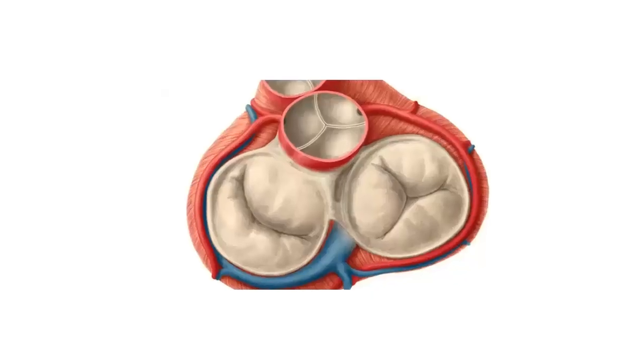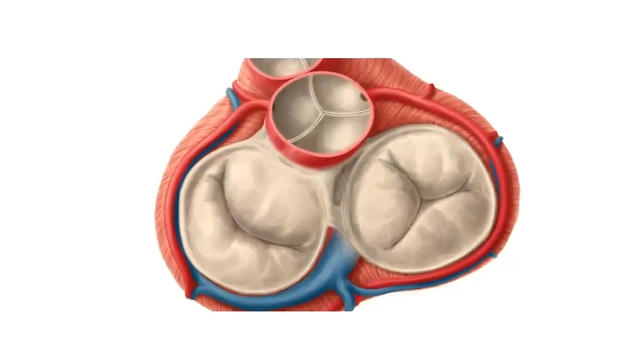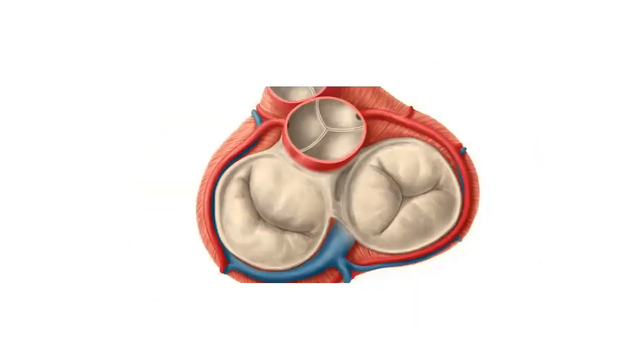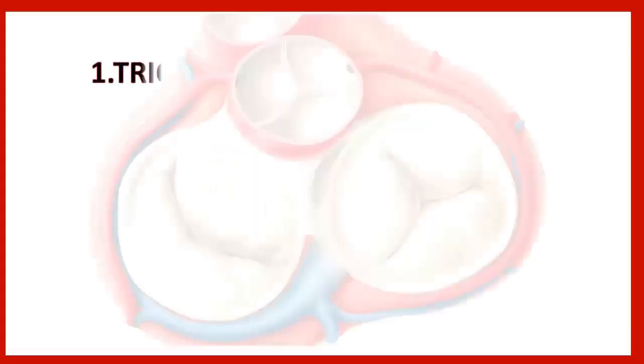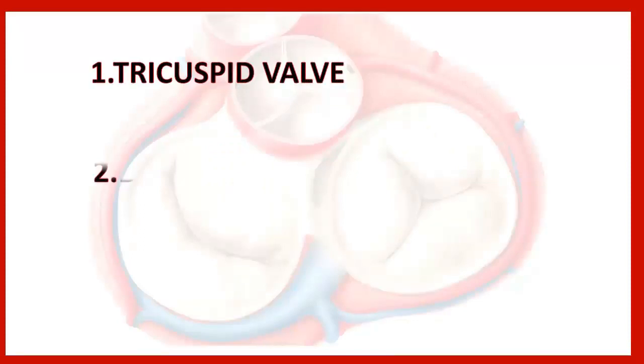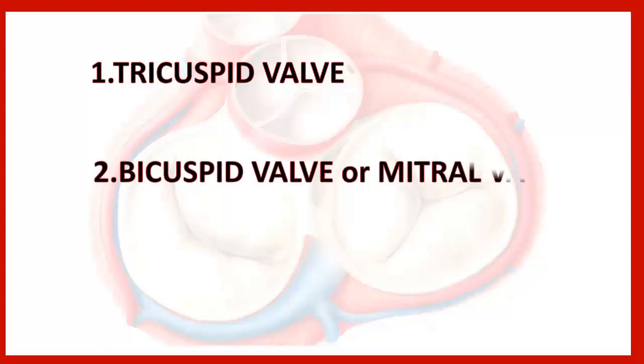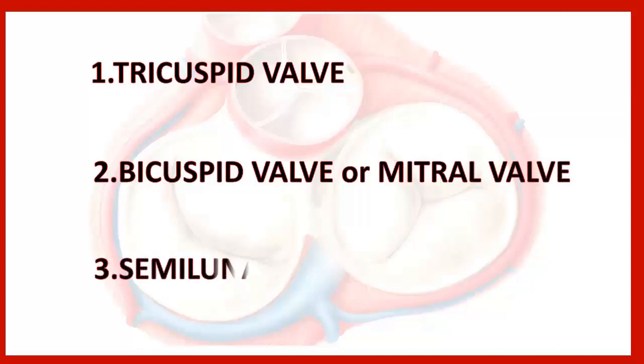The valves are muscular flaps that regulate the flow of blood in a single direction and prevent the backflow of blood. In a human heart, there are three types of valves. They are the tricuspid valve, the bicuspid or mitral valve, and the semilunar valve.